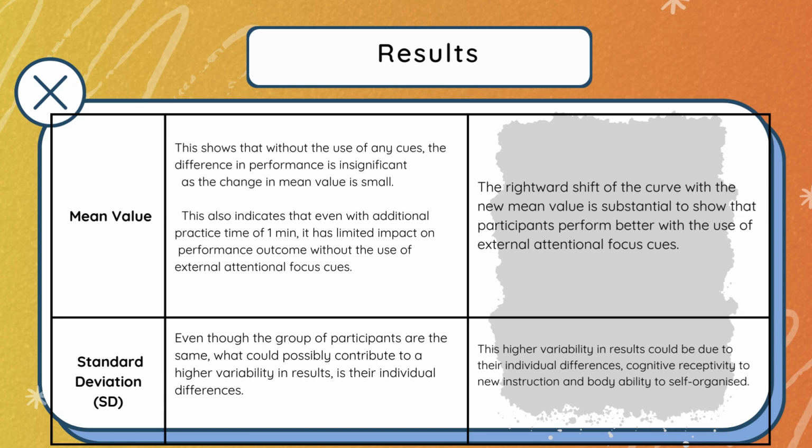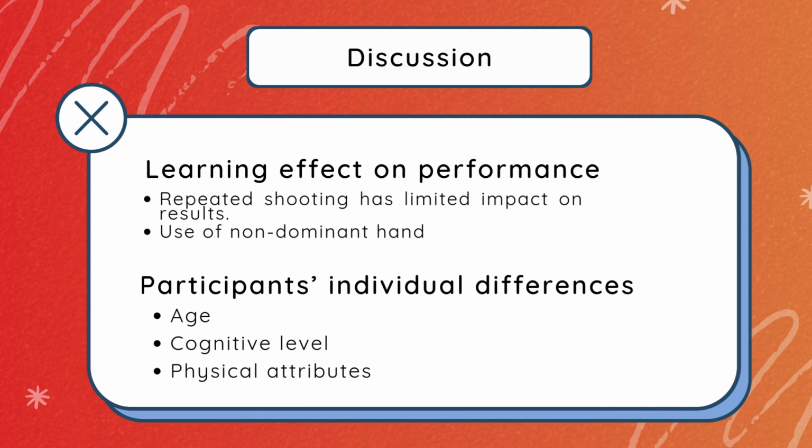We can draw from the results that participants perform better with the use of external attentional focus cues, however at a standard deviation of 1.67. This shows that how participants perceive the cues and translate them into performance is subject to their individual differences. Participants' individual differences such as age, cognitive level, and physical attributes could have contributed to the standard deviations.